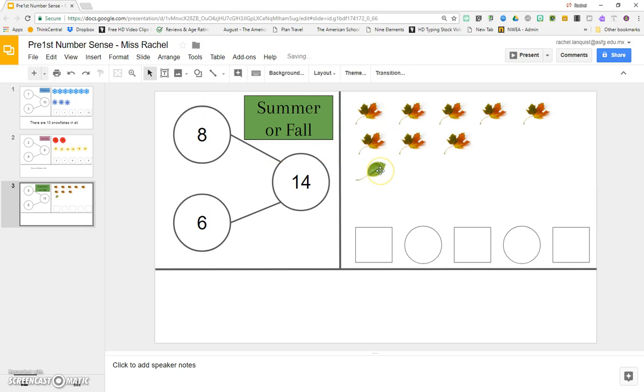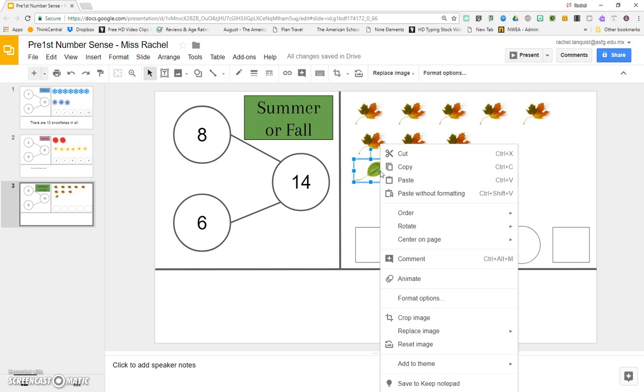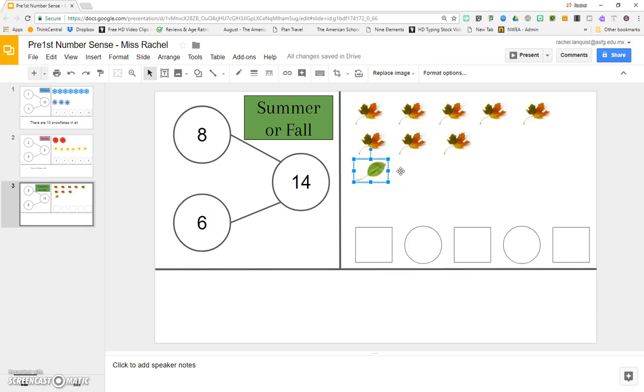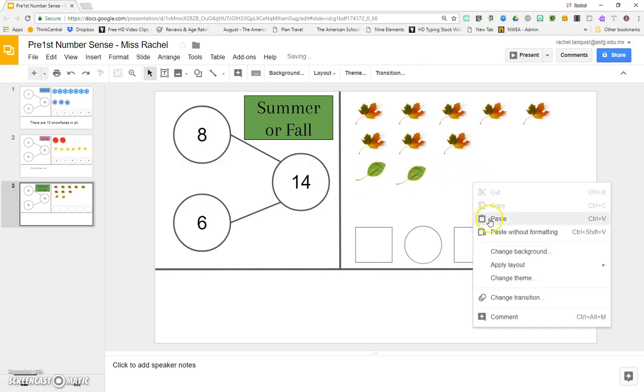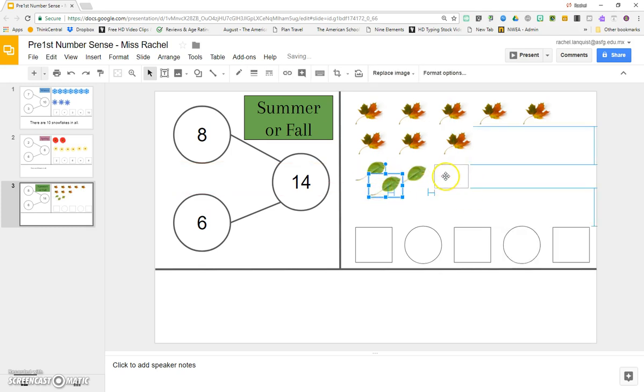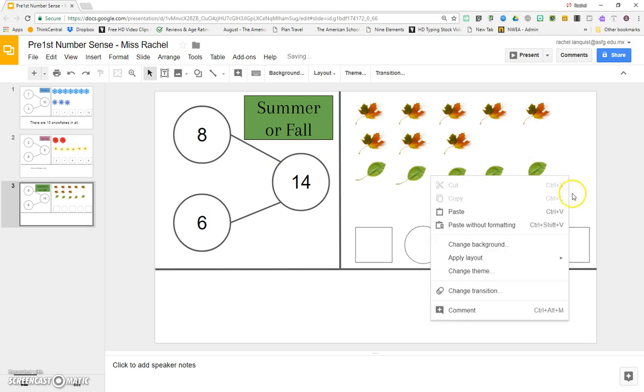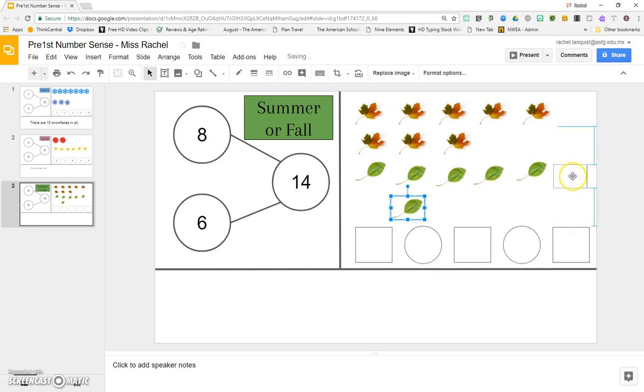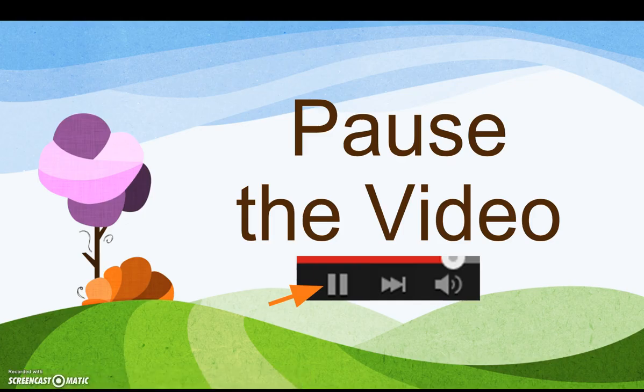So now I'm going to have to copy this one. Right click, copy. Right click, paste. So I can make a total of 6. So now I have enough leaves to represent my number bond. Go ahead and pause the video so that you can represent your number bond with images.